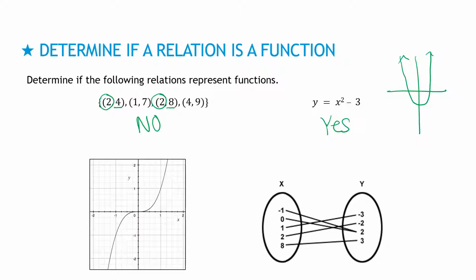Same thing for my graph. I can see if I drew vertical lines anywhere, this is going to pass the vertical line test. It's only ever going to touch one point. And lastly, for my mapping, I'm looking here at my x's. That's all I care about. Does each x only have one line coming out of it? Yes, and therefore that is also a function.